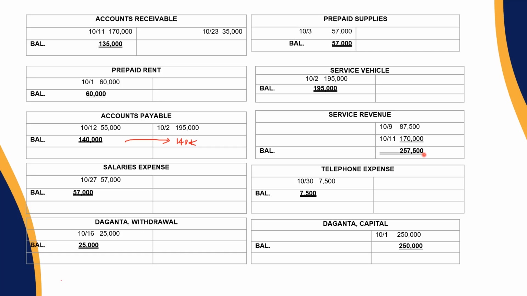Isa-summarize mo siya per account titles. Okay? Salaries, we have 57,000. We have telephone expenses, then 75. Ganta withdrawal, we also have 25,000 pesos. Isa lang naman siya. So, lista nyo lang. And then, the Ganta Capital, we also have one. That's 250,000 pesos.